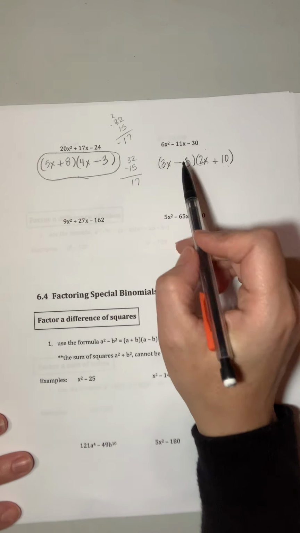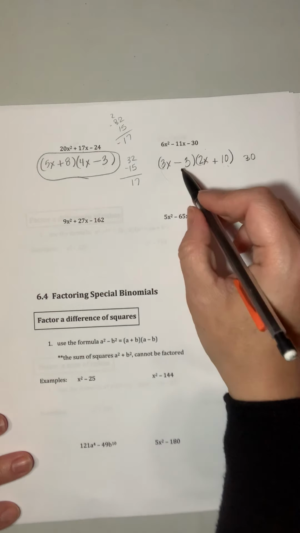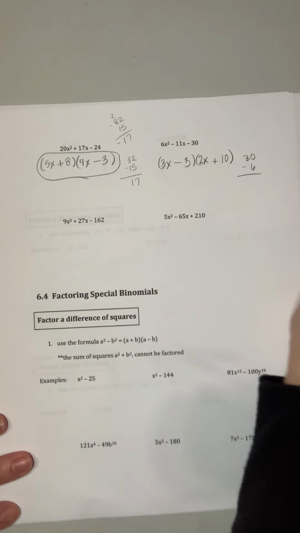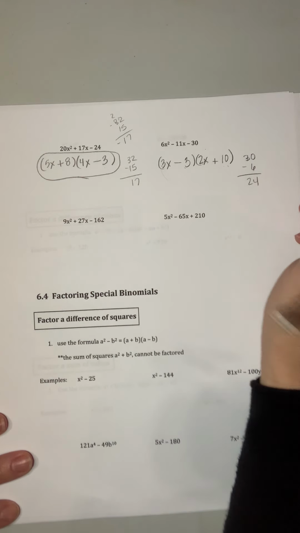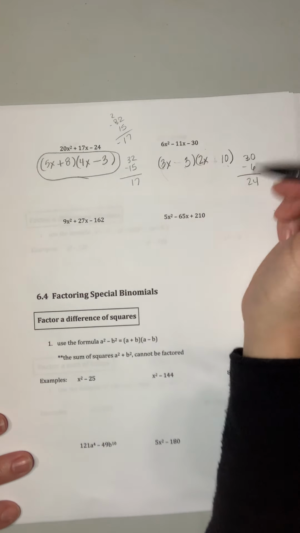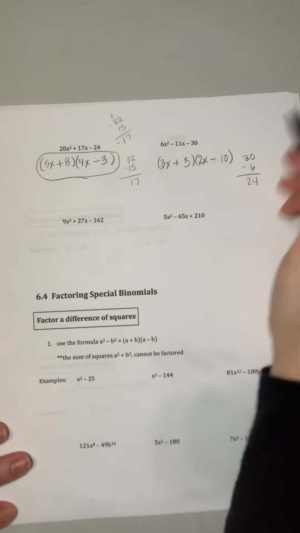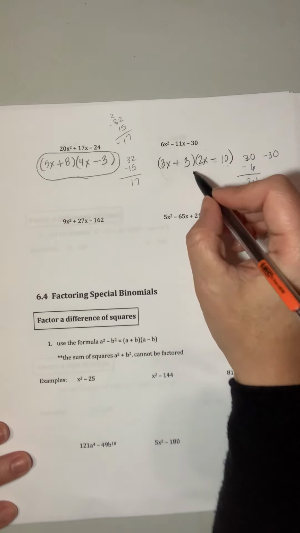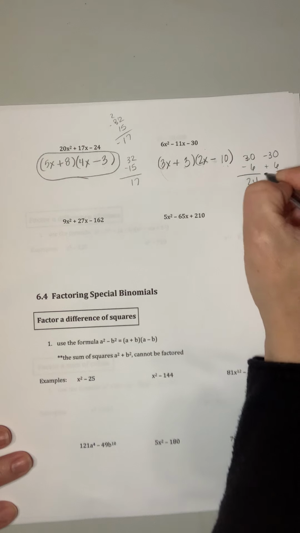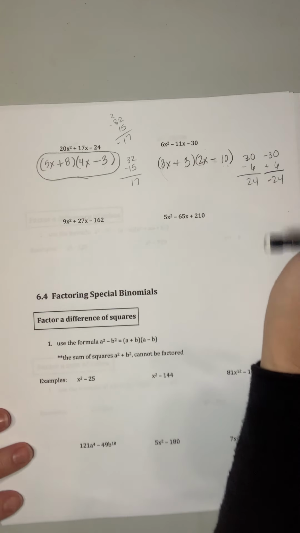So now let's check the middle. 3 times 10 is 30. Negative 3 times 2 is negative 6. That's going to give me 24. So that didn't work because I need negative 11. So I'm going to flip my signs. 3 and 10 is negative 30. 3 and 2 is positive 6. Still subtraction, now it's negative 24. So flipping the signs did not help.